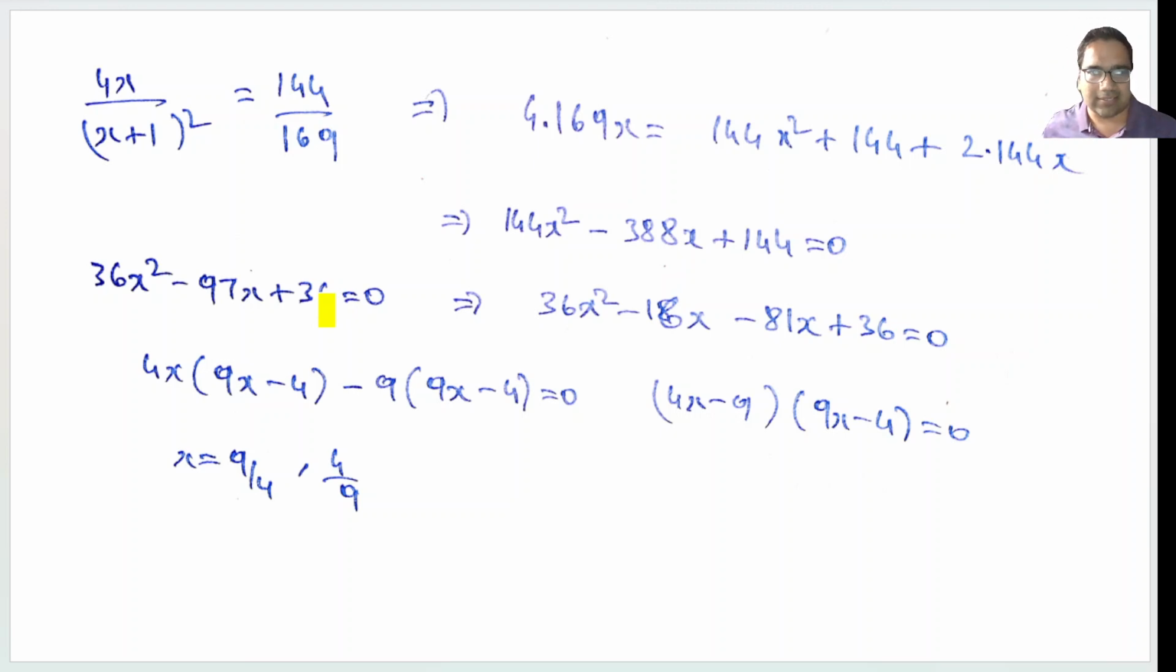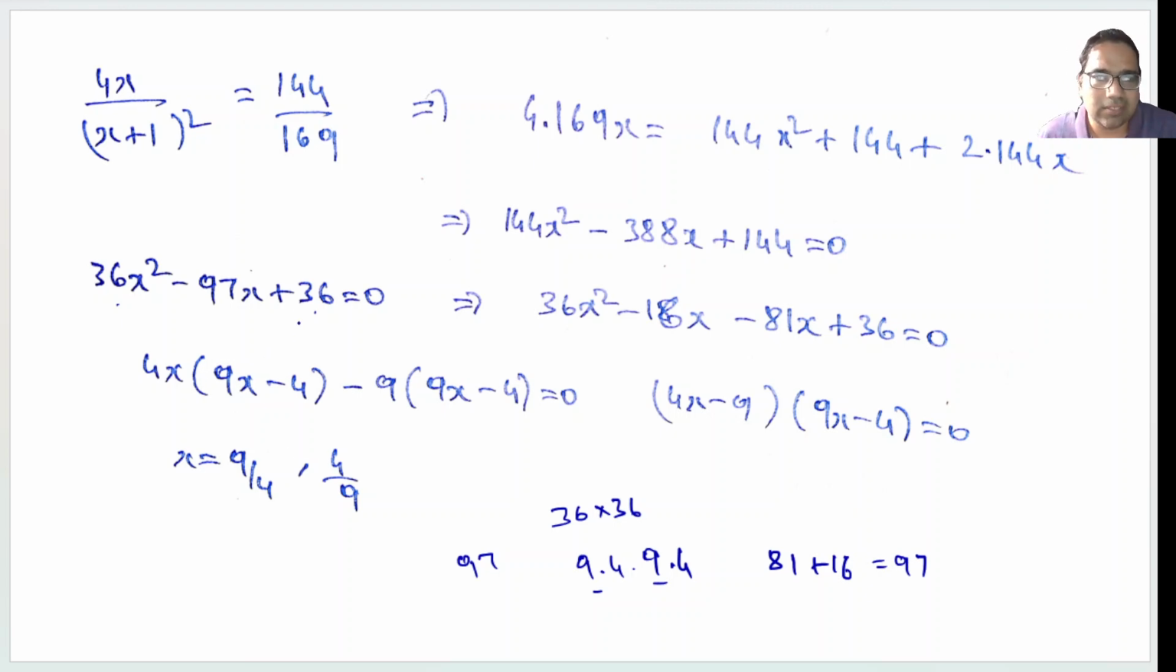Now we have to factorize this. How do we factorize this? We have to split the middle term in such a way that the product is 36 into 36 and the sum becomes 97. What is 36? 36 is 9 into 4 into 9 into 4. If you see this, 9 into 9 is 81 plus 4 into 4 is 16, which is actually 97. So let us use this only. This 97 we will write as minus 16x minus 81x plus 36 equals 0.